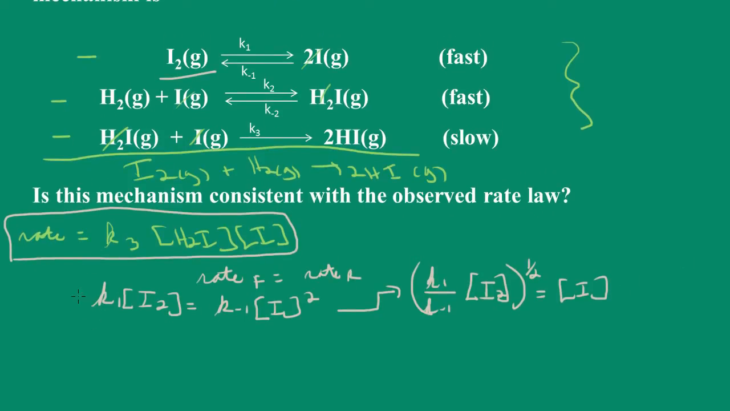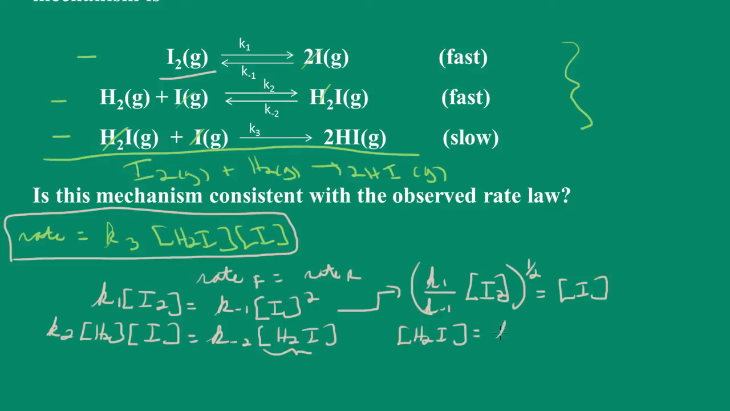Now let's do the same for the second elementary step, the second fast equilibrium elementary step. We can write the forward rate as k2 times hydrogen gas times this gaseous iodine atom, and that's equal to k-2 times this species here. Let's solve for the intermediate. What we have here is k2 over k-2 times H2 and the iodine atom.